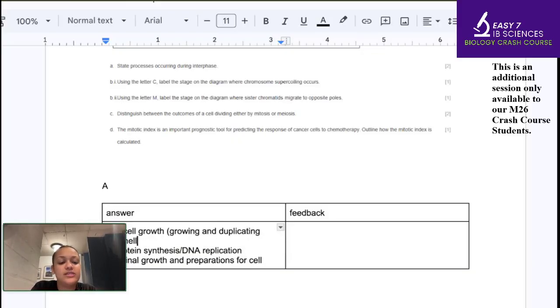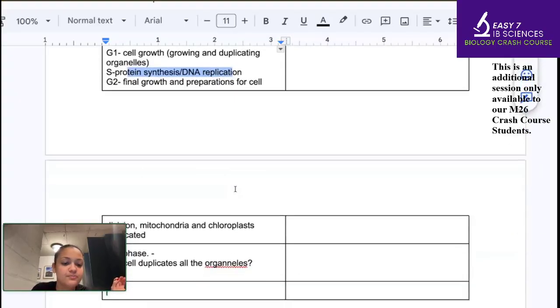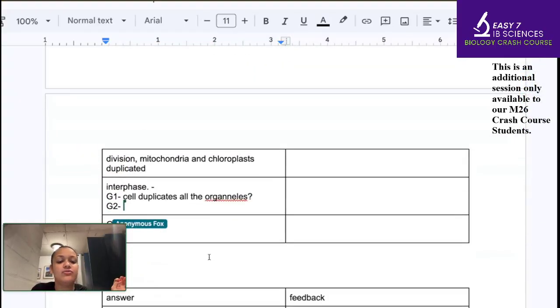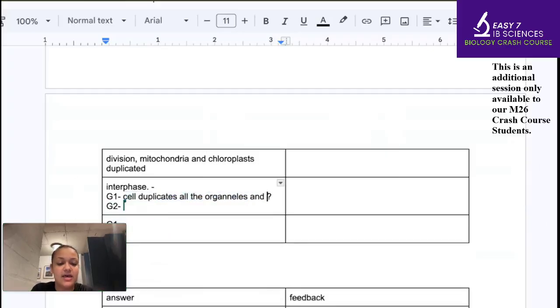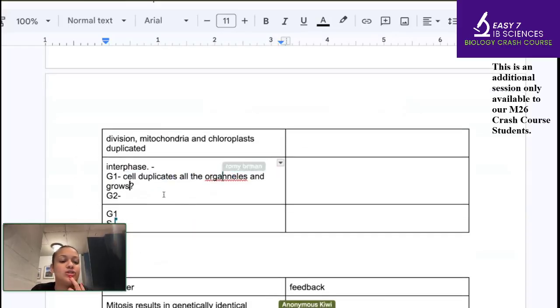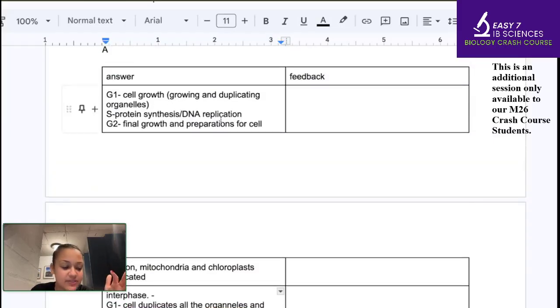And then G2 phase is the same. So it's the same thing as G1, but part 2. And S phase, absolutely smashed it. It's protein synthesis or DNA replication. Well done. And here we've got some more answers. Cell duplicates all the organelles and grows, exactly, and grows. G2 is absolutely the same. And during S phase, we have protein synthesis and DNA replication.